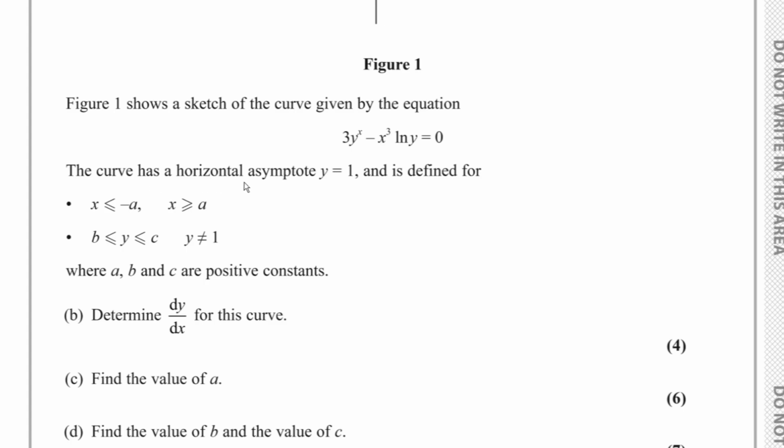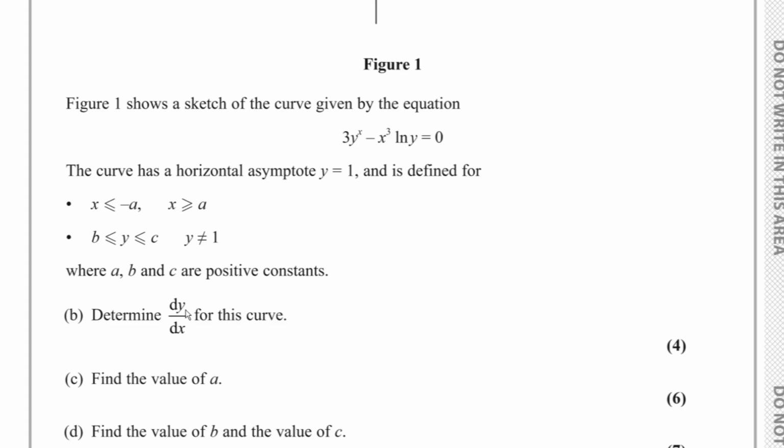The curve has a horizontal asymptote y equals 1 and is defined for x less than or equal to negative a, x greater than or equal to a, y greater than or equal to b but less than or equal to c, where y does not equal 1. And that's because we've got a horizontal asymptote at y equals 1. And a, b and c are positive constants.